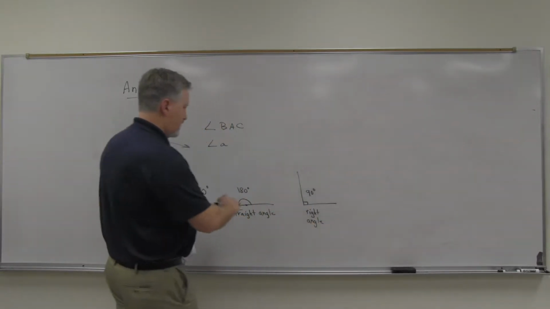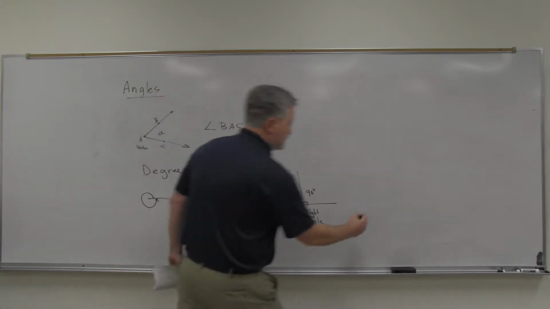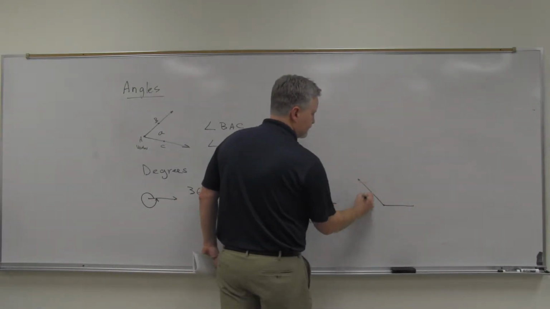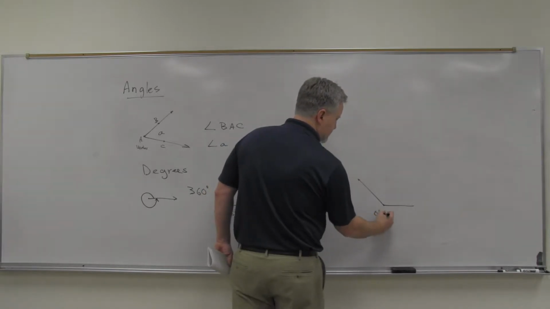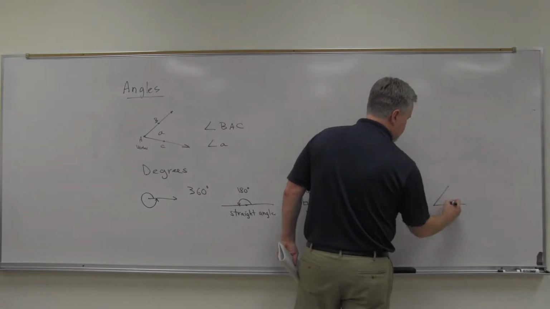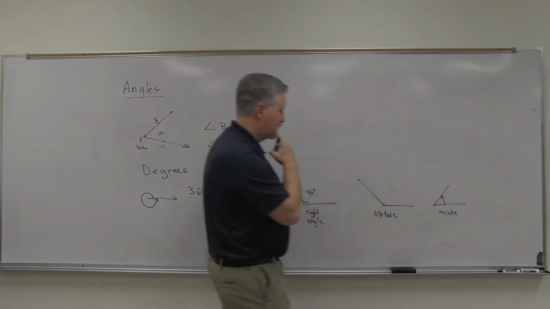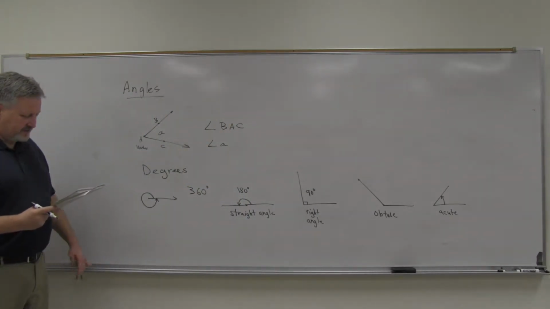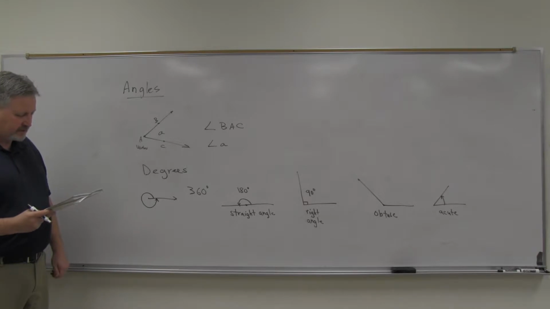All right, then we can have between those, between the 90 and 180, obtuse, and then between 0 and 90 is acute. I'm sure you've heard those terms before, but just reiterating them a little bit. Okay.